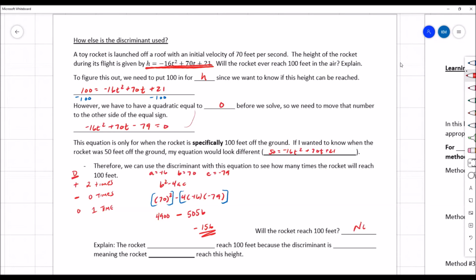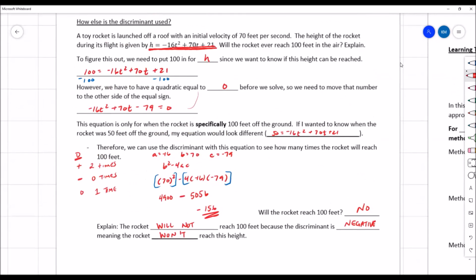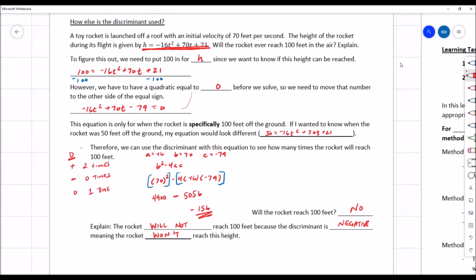Will the rocket reach 100 feet? No. The rocket will not reach 100 feet because the discriminant is negative, meaning the rocket can't reach this height. And so there we go. We answered this yes or no question with an answer with reasoning behind it.